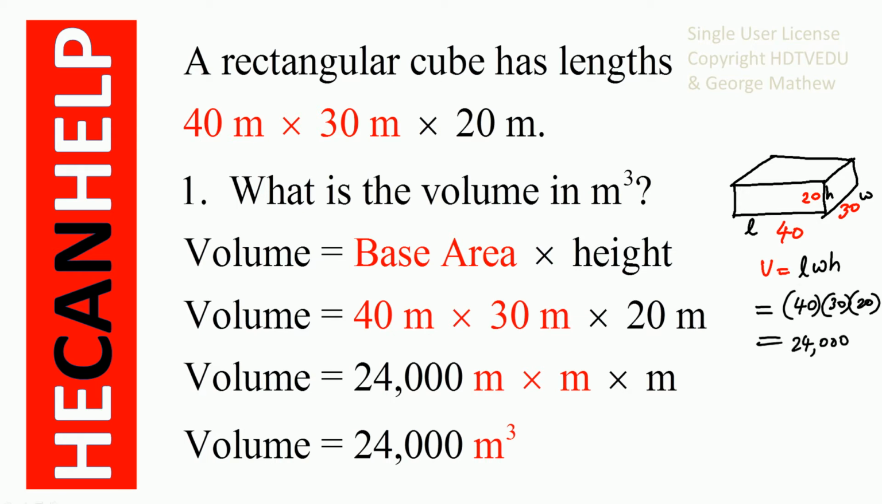And what do we have? Length is in meters, width is in meters, height is in meters. So meter times meter times meter. So what do we get? We get meter cube.